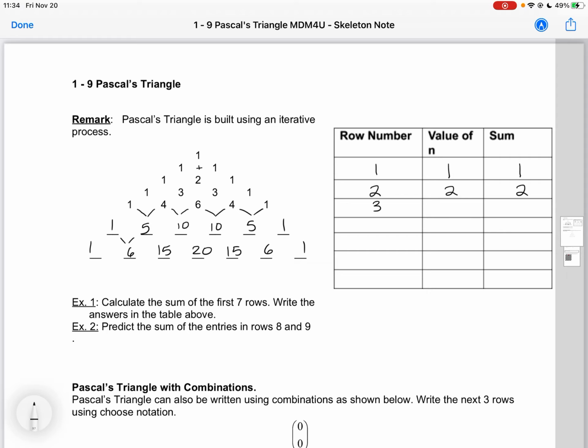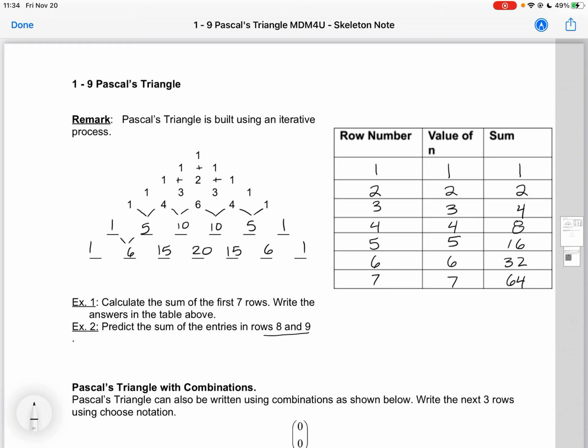In our third row, we have three terms, and our sum is going to be 4, 1 plus 2 plus 1, and we're going to keep going down the rows. So in row 4, our sum is going to be 8. Fifth row, we have 5 terms and our sum is 16. Sixth row, we have 6 terms and our sum is 32. And our seventh row has 7 terms and our sum is 64.